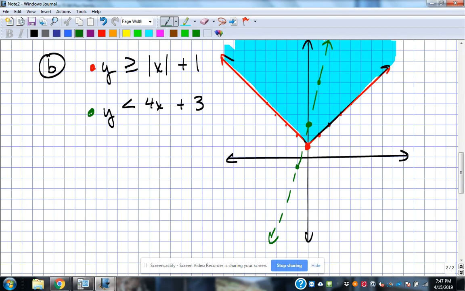Now we need to do the shading. 0, 0 is not touched by the green line, so I can test with that. Is 0 less than 3? Yeah, so that means I'm going to shade this direction with this line. And we see the overlap there is the green shaded area. That is the solution area to that problem.